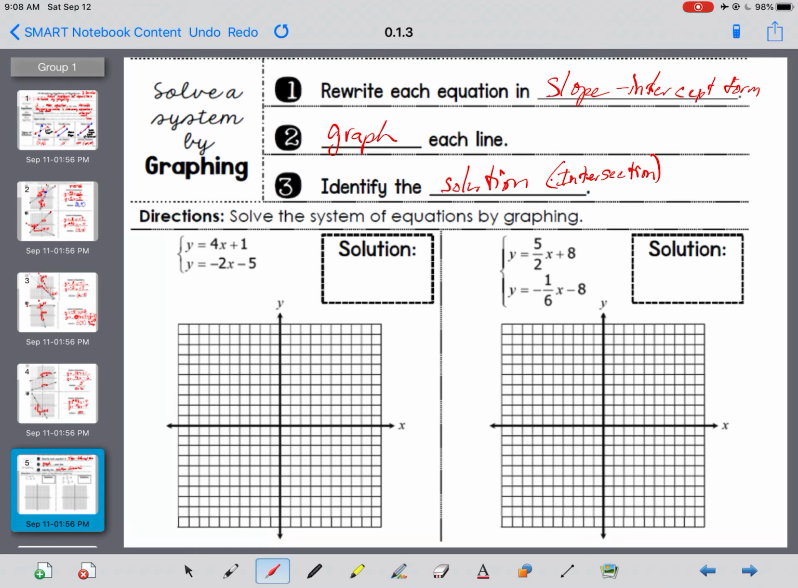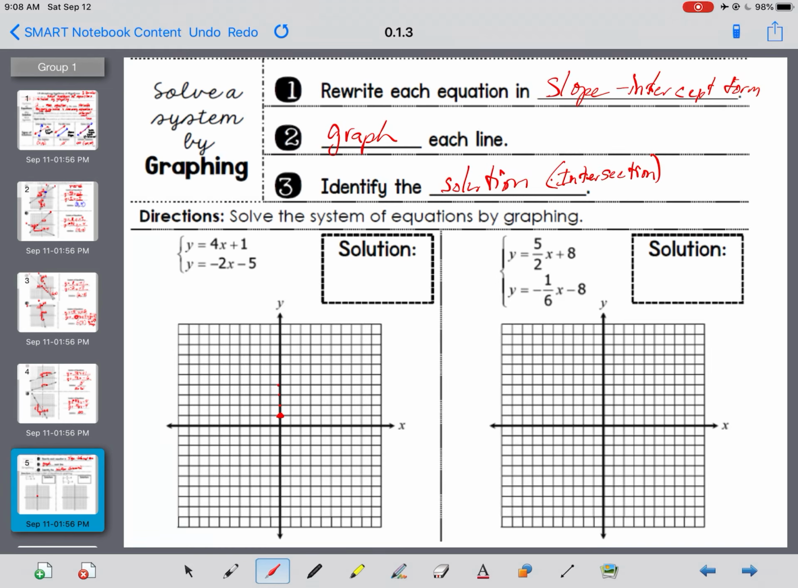All right, so solve the system by graphing. So now I have to graph them myself. Instead of them giving me the graph, I have to graph them and see where they touch. So I always start with the y-intercept. So line 1, the y-intercept is 1. 0 left and right, 1 up. And then my slope is 4.